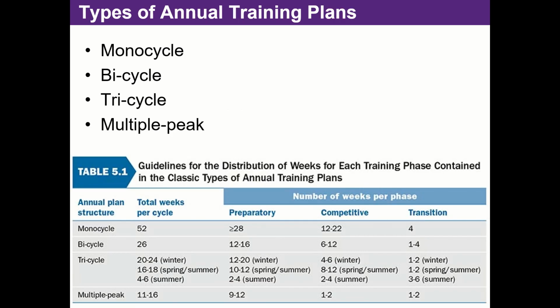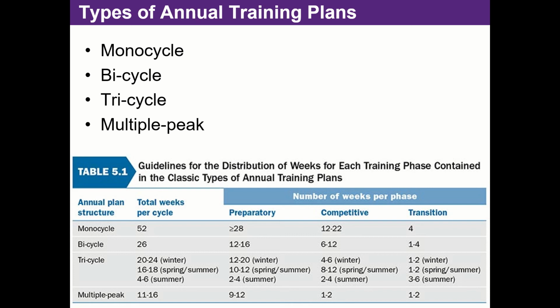So as mentioned earlier, different types of training plans. So the monocycle, what each of those means is that it's the number of peaks, right? So in a monocycle, 1 peak. Bicycle, 2 peaks. Tricycle, 3, and then multiple peak, multis, right?